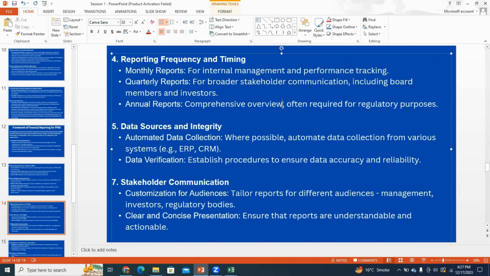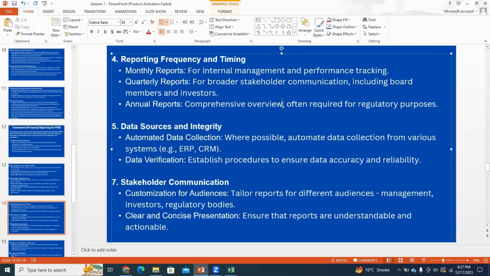Establish procedures to ensure data accuracy and reliability. It says that data should be accurate, data should be reliable, and data should be in automated data collection form to get an integrated report. Those reports should be in monthly format, quarterly format, and annual format to see the result. Annual is a comprehensive overview of the financial reports. We can do many analyses on that.